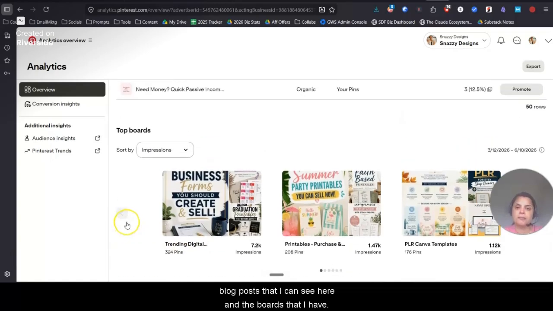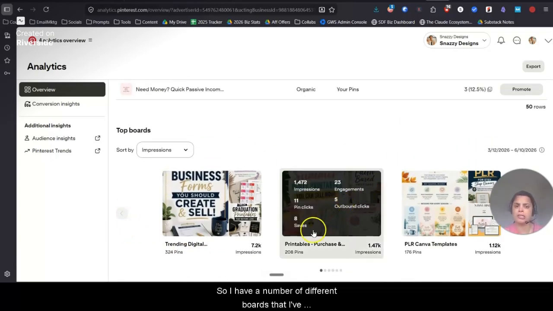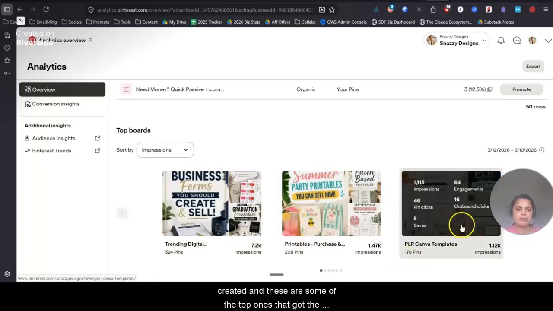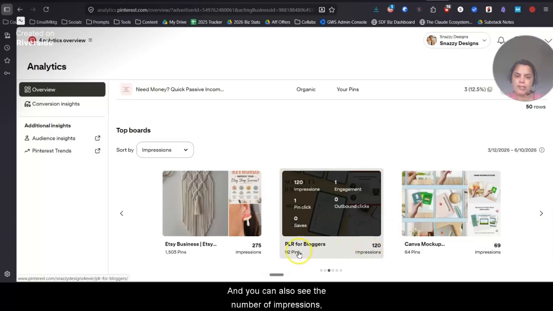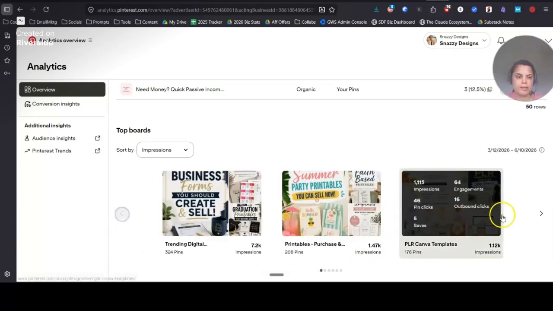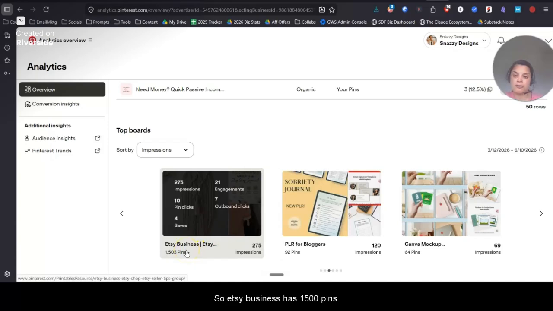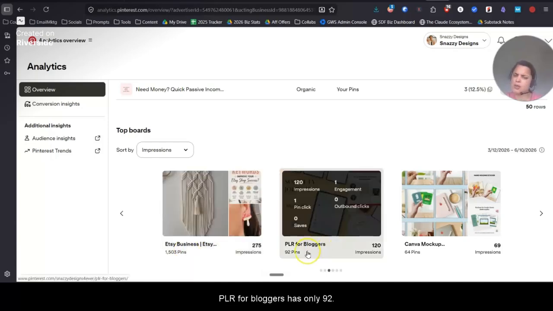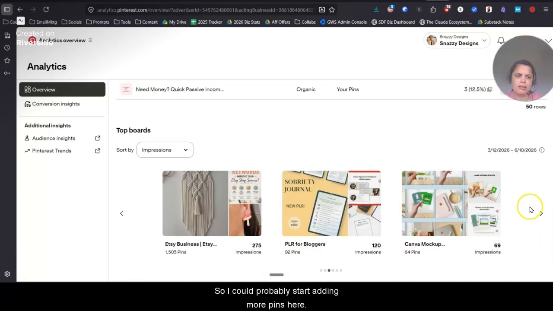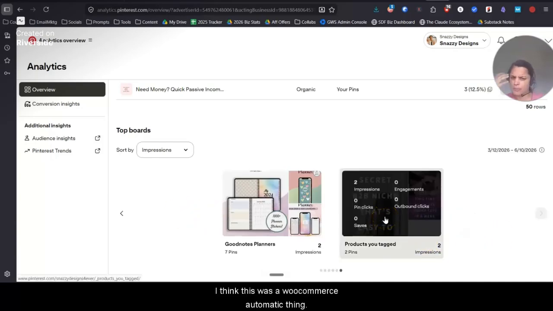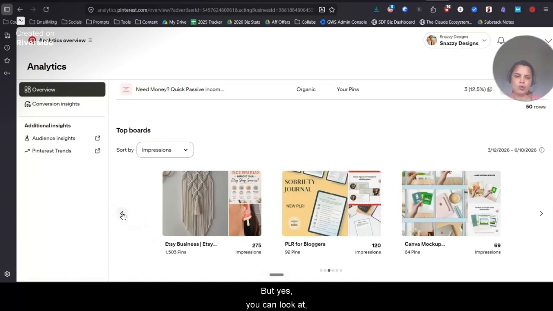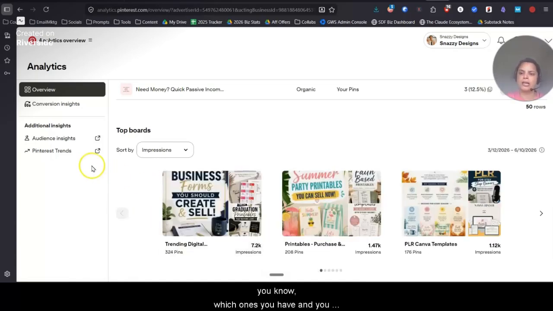And the boards that I have, so I have a number of different boards that I've created. And these are some of the top ones that got the most number of clicks. And you can also see the number of impressions. You can see the number of pins for each board. Yeah. So Etsy Business has 1,500 pins. Wow, that's a lot. PLR for bloggers has only 92, so I could probably start adding more pins here. Canva mockup templates, I could start adding more pins here. So products, minimalist planners, products I tagged. I think this was a WooCommerce automatic thing. But yes, you can look at which ones you have, and you can kind of understand your pin data.